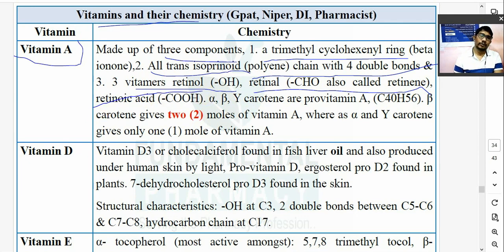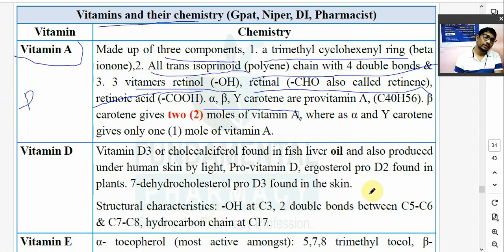Now vitamin A. So provitamin A क्या होता है? What is provitamin A? So provitamin A is nothing but the beta carotene. प्रो विटामिन ए क्या होता है? बीटा कैरोटीन. Okay? So there are alpha, beta and gamma carotene.